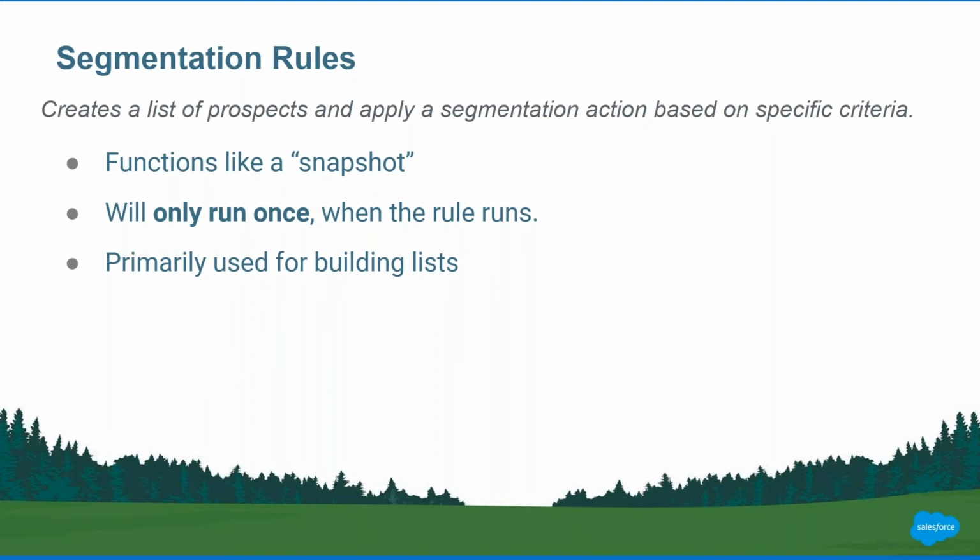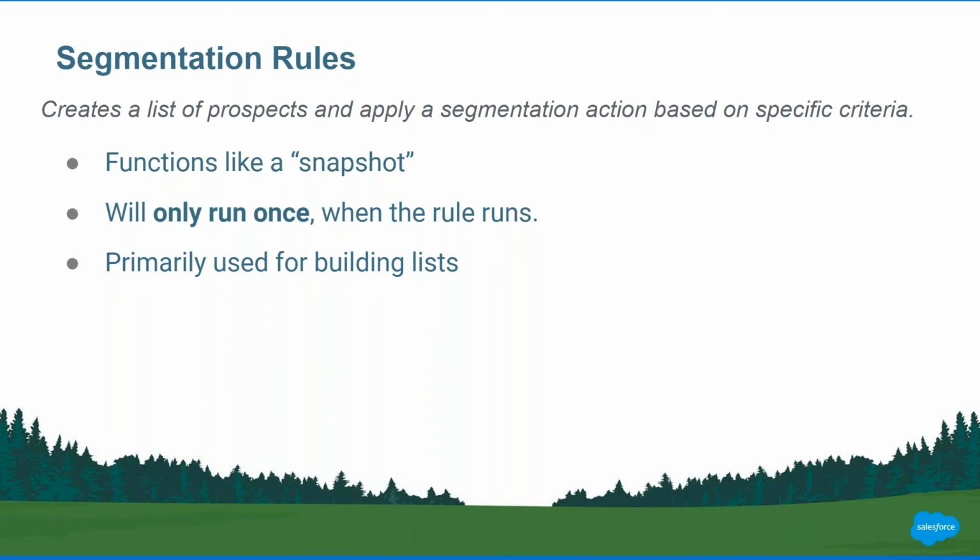Segmentation rules create a list of prospects and apply a segmentation action based on the specified criteria. Think of it as functioning like a snapshot based on the criteria that you define. It's going to take a look at all the current data, or all the current prospects that you have, and take them out. Because it's like a snapshot, by nature it will only run once. When the rule is run, you can't run that rule again. The purpose of running this rule is primarily to get that snapshot, that subset or list of prospects.